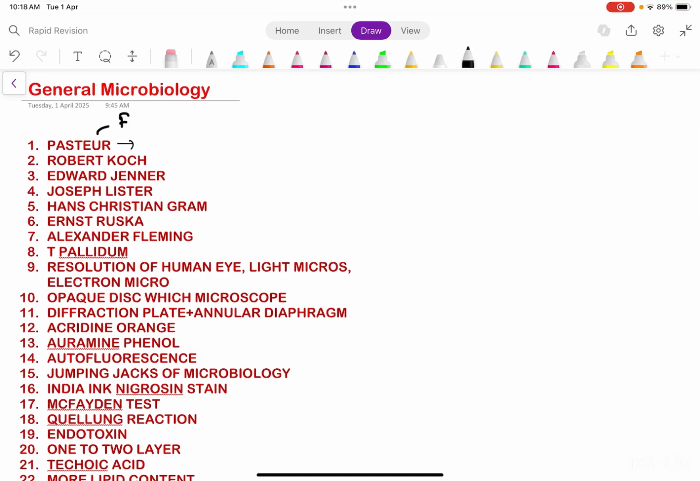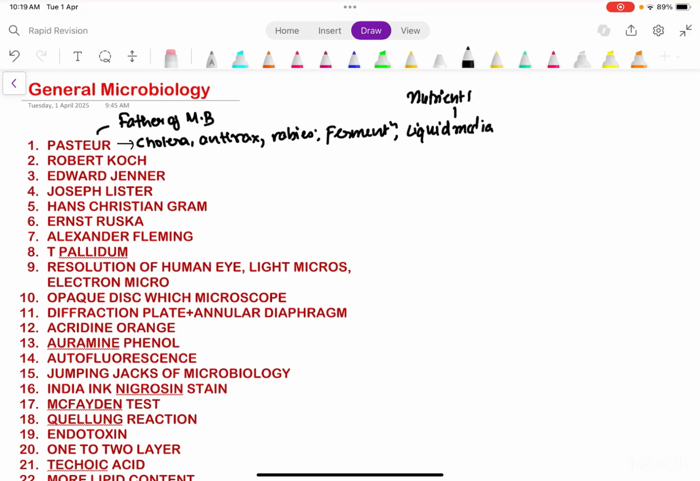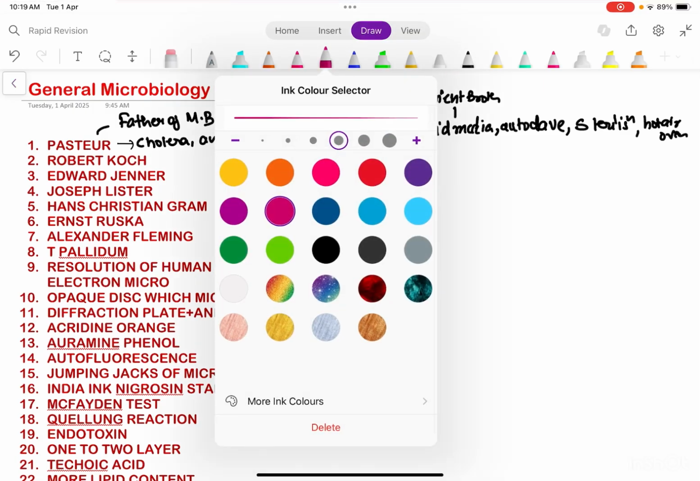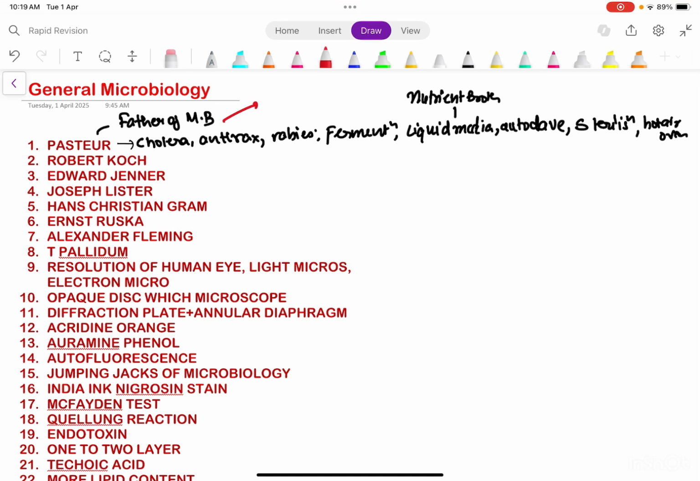Pasteur is called the father of microbiology. Then he made vaccines for cholera, anthrax, and rabies. Then he explained fermentation. Then he gave liquid media, which is nutrient broth. He was also responsible for the autoclave, sterilization, and the hot air oven.